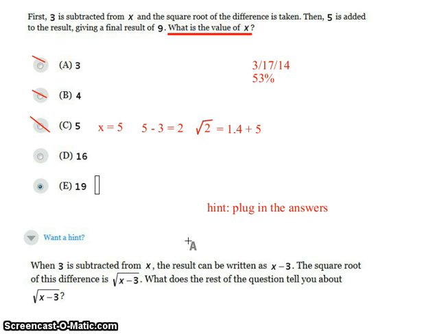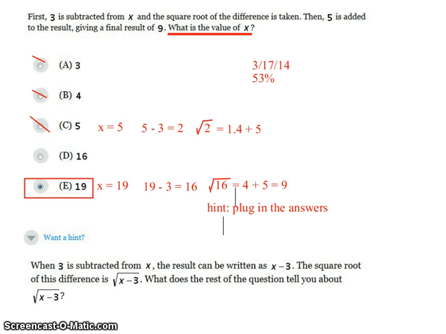Let's just jump down to E. If x equals 19, then we subtract 3 from it. 19 minus 3 equals 16. We take the square root of that. The square root of 16 is 4. Then we add 5. 4 plus 5 does indeed equal 9, which is what we wanted in the first place. Because it matches, we know it's the right answer.